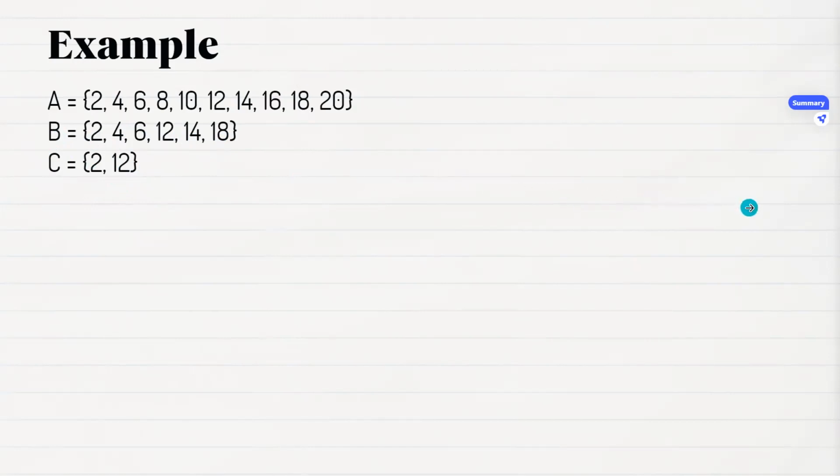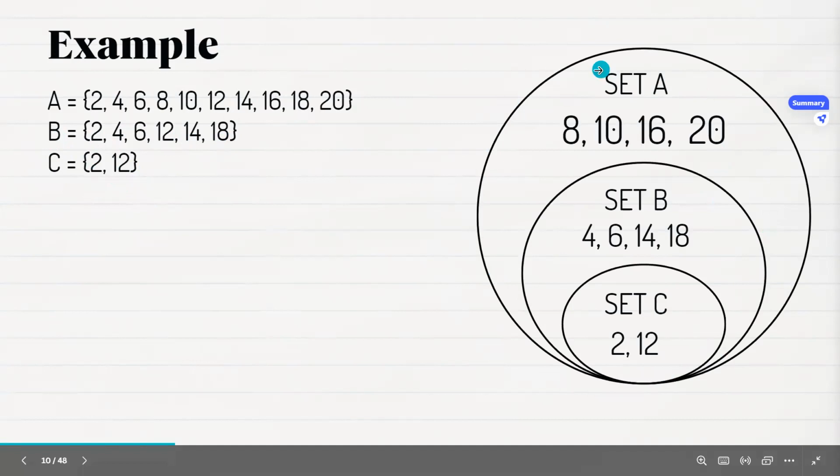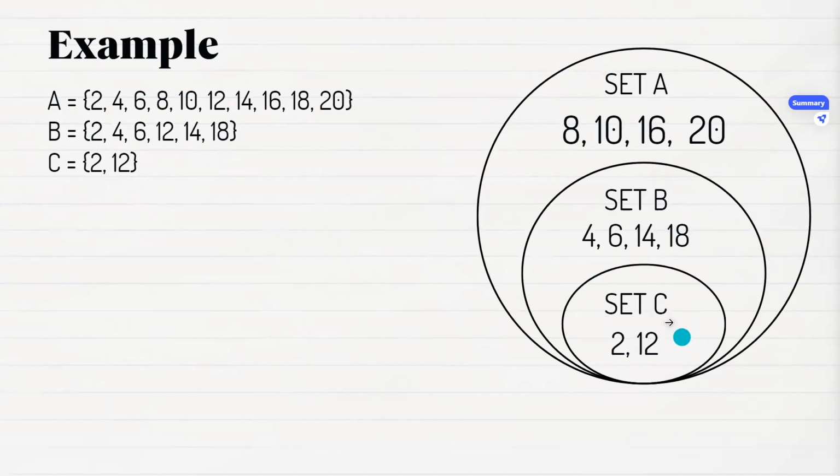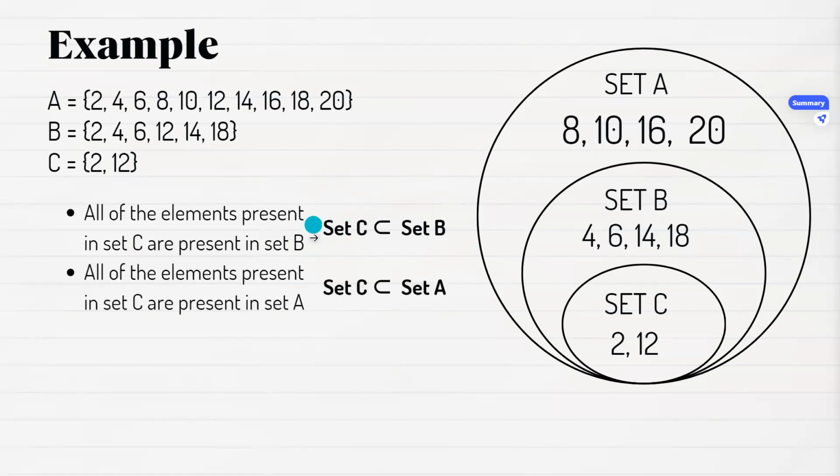From this, we are able to make this visual representation to make it easier for ourselves. As we can see, both the elements of set C can be found in set B and set A, right? 2 and 12 are all on three sets, and set C has the least number of elements. Therefore, we can say that set C is a subset of set B, and set C is also a subset of set A, making it a subset of two sets.